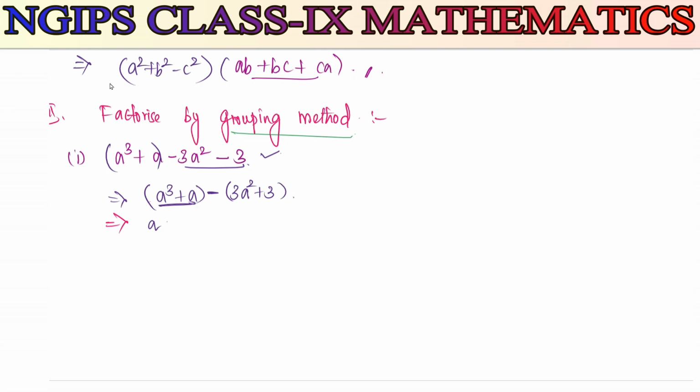I can take a common, the leftover is a square plus 1, minus, from this term I can take 3 common, so the leftover here is a square plus 1. Again we have to take the common factors between the terms. So here a square plus 1 is common in both the terms, so the quotient is a minus 3. Further we cannot simplify, so these are the final factors of this given expression.